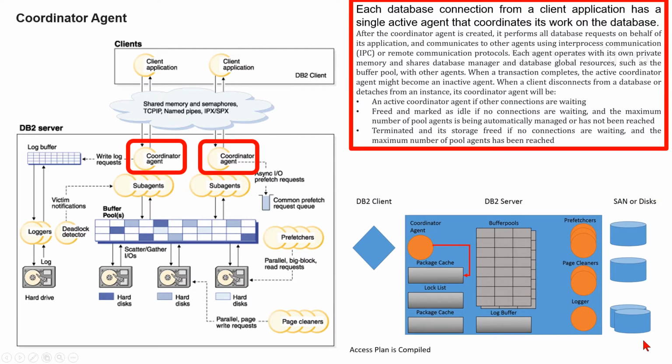Here, the action plan is compiled. The coordinator agent checks to see if there is an action plan for this query in the package cache. If there is a plan, the coordinator agent can use it. And if there is not a plan, an access plan is compiled and placed into the package cache.